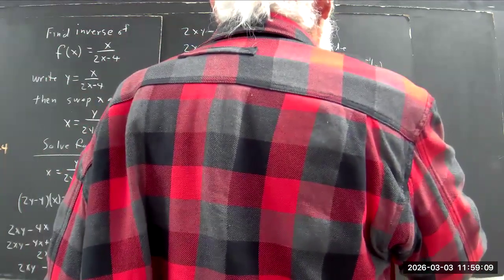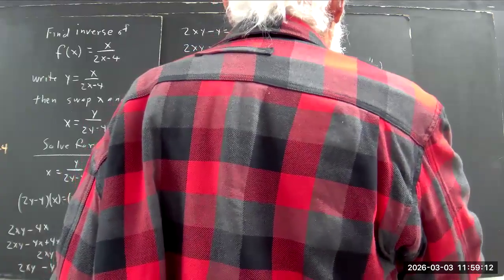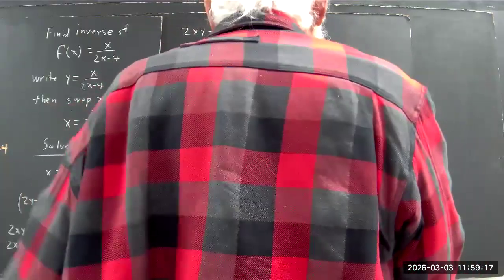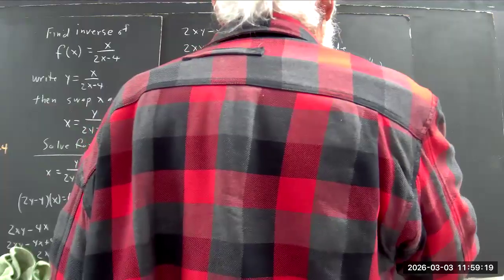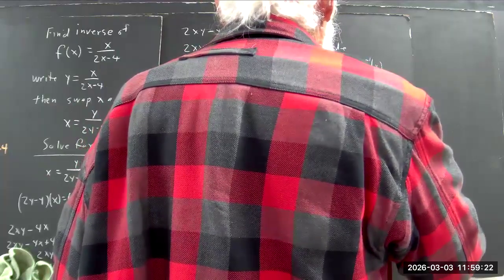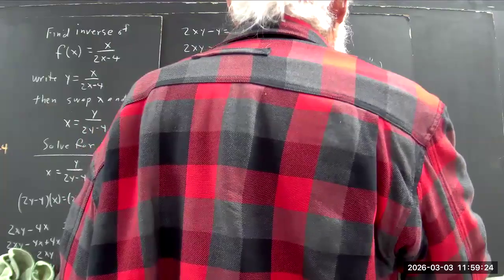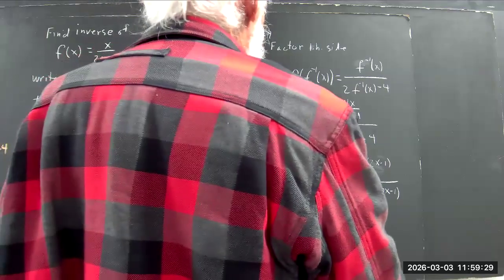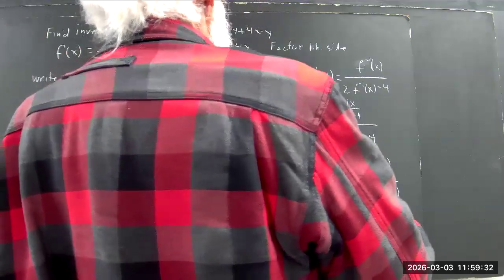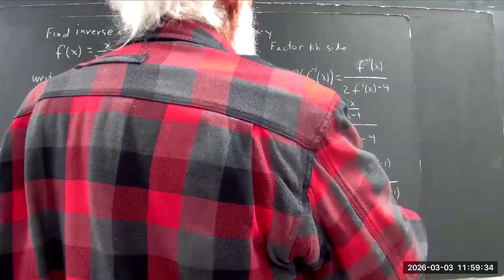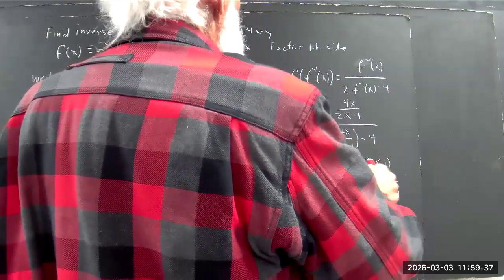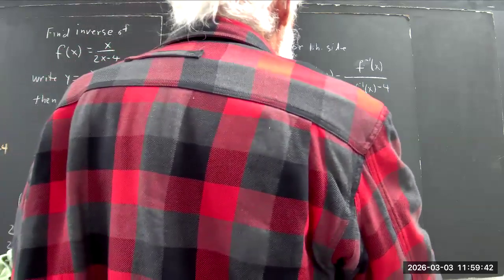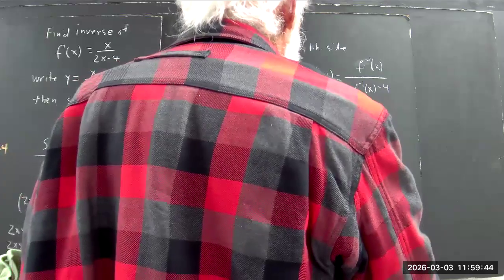And then I multiply by, oh, didn't leave myself room, sorry. Multiply the numerator by 2x minus 1, the denominator by 2x minus 1. The numerator will be 4x times 2x minus 1. The denominator will still be 2x minus 1. So we're going to end up with 4x.